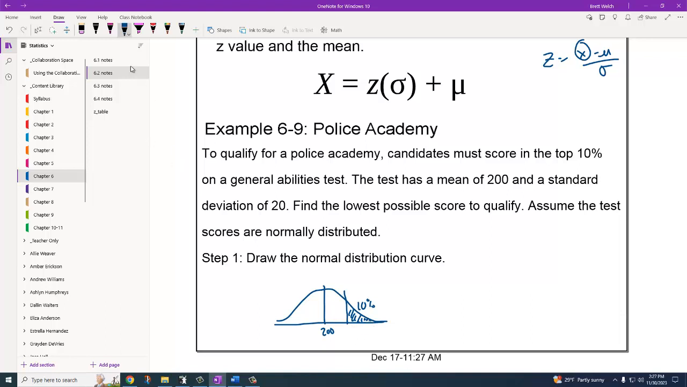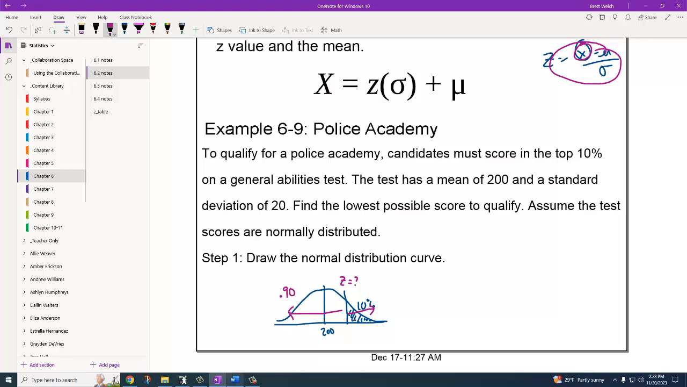But in order to figure out what that number is, I'm going to need to know what the z is from the chart. Rather than saying z equals x minus mu over sigma, I don't know what x is, so I can't use this formula here. So I'm stuck trying to find the z value from the chart. If it's 10% to the right, that means this space that I want to be above is 0.90. That'd be 90%, right? So 90% is to the left.